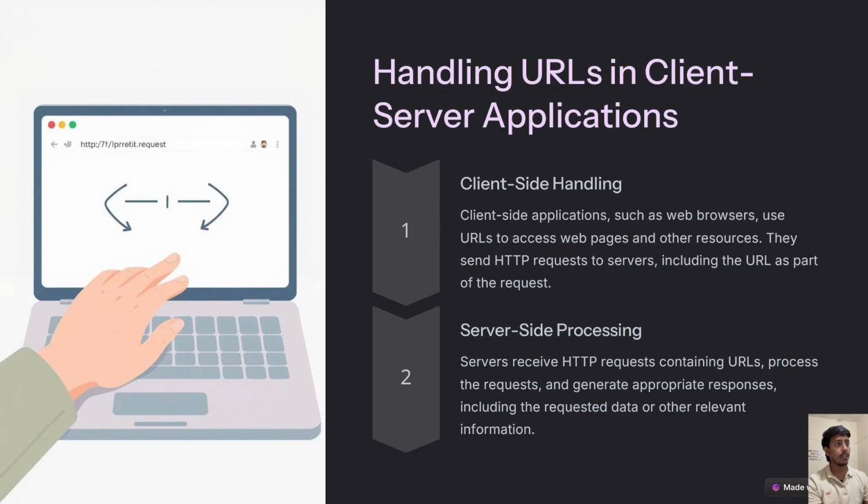Now we move to handling URLs in client-server application. First is client-side handling and second one is server-side processing. In client-server applications such as web browsers, we use URLs to access web pages and other resources. They send HTTP requests to servers, including the URL as part of the request. Server-side processing: the server receives HTTP requests containing URLs, processes the request, and generates an appropriate response, including the requested data or other relevant information.